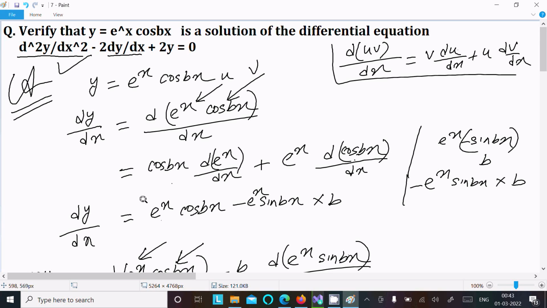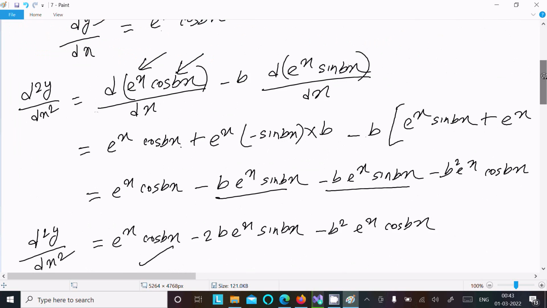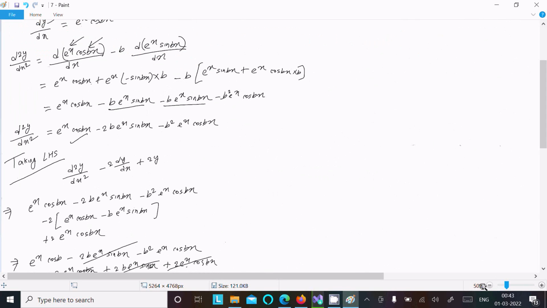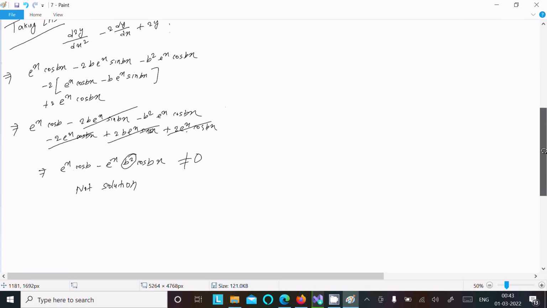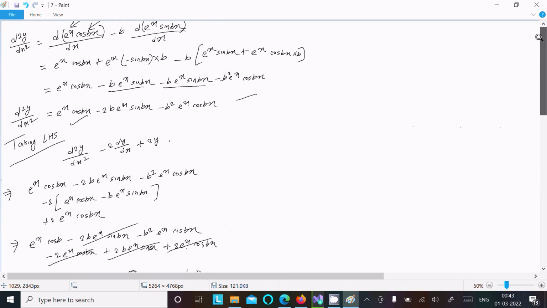So this is the way we can try to get the solution of a differential equation. First the first differentiation, now after that you need to get your second differentiation, take the LHS, try to make that 0, but when that does not come, then it's not a solution.